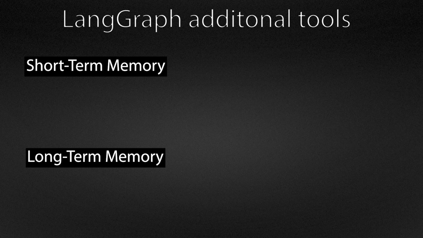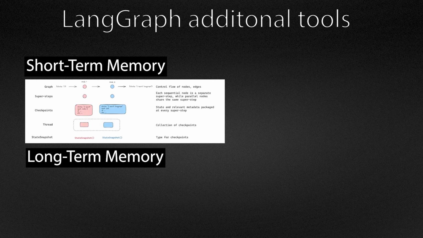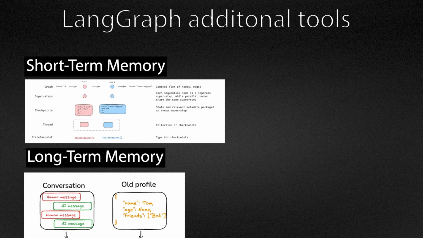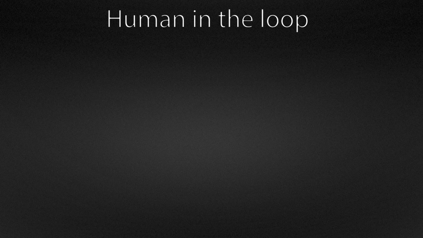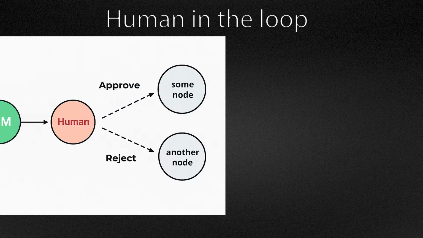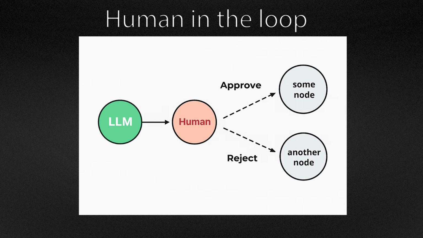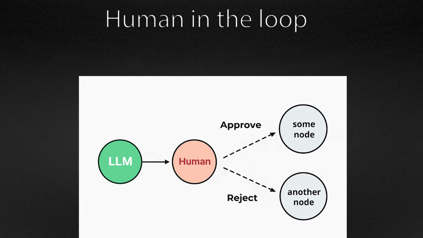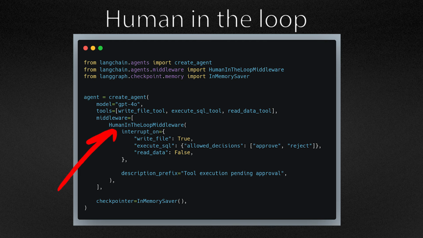LangGraph also brings additional tools for modern agent systems, especially short-term and long-term memory. Short-term chat sessions are stored via checkpointers, while long-term knowledge resides in a separate store. This provides a traceable history without having to build a custom memory mechanism. Agents most of the time don't operate fully autonomously. In many cases, human approvals or corrections are necessary. This concept is known as human in the loop. LangChain and LangGraph both support this directly, allowing it to be integrated into workflows without custom implementations.